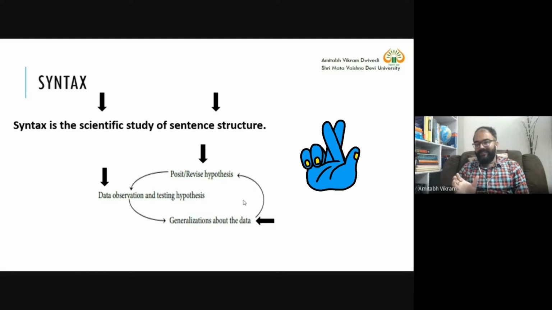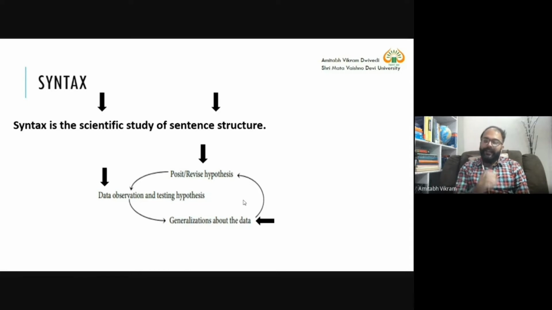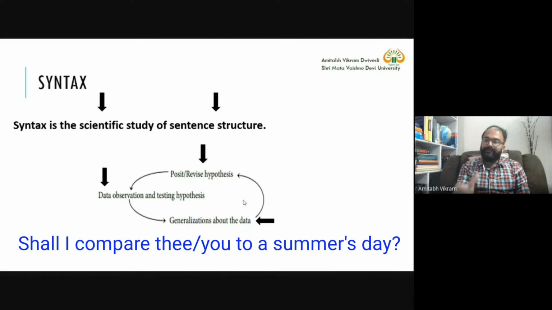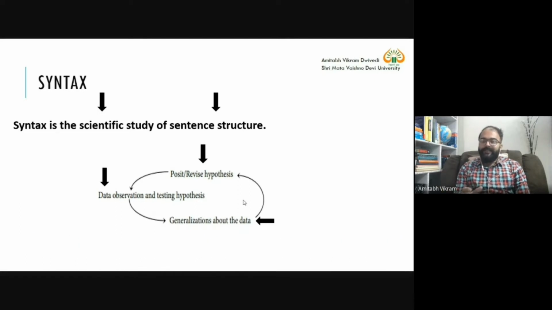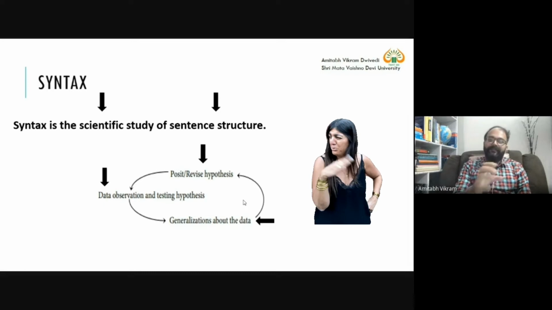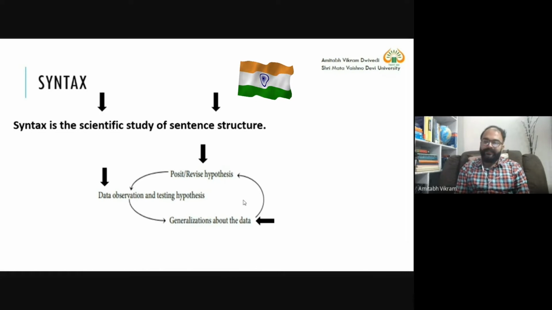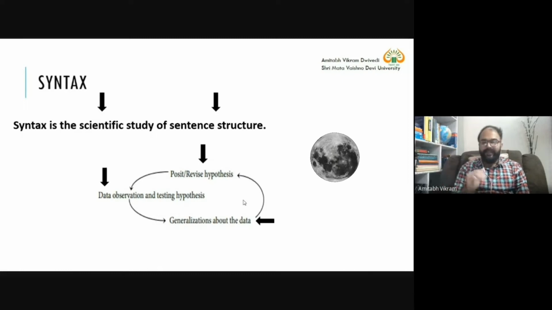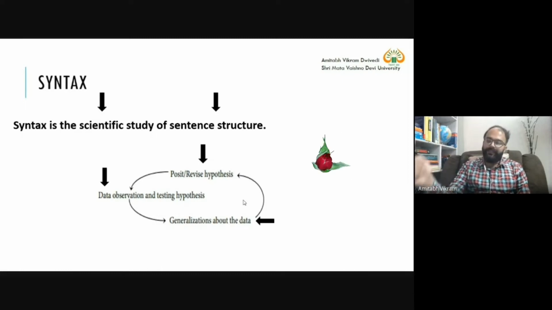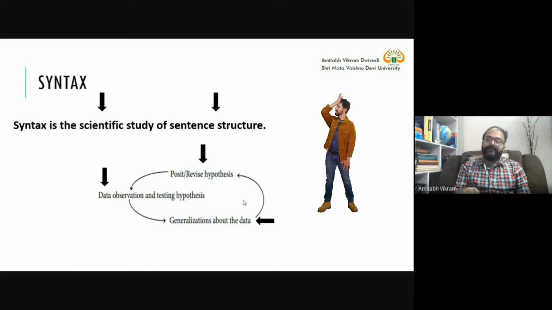So you can consider that one thing that is good in England is bad in India. If you say, shall I compare you with a summer's day, that means you are comparing your beloved with something very horrible, something very sultry, because summers are very harsh in India. So that comparison is not valid. You can compare your beloved with the moon, that is fine. You can compare your beloved with a rose, that is fine. But with a summer's day in India, that will become an insult.